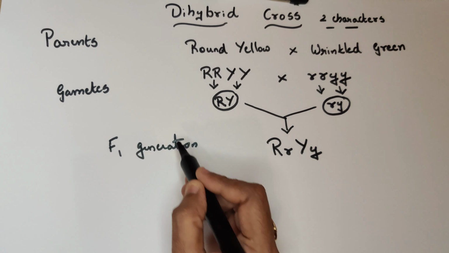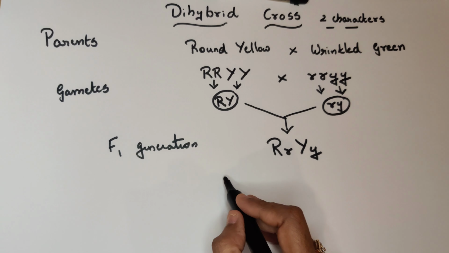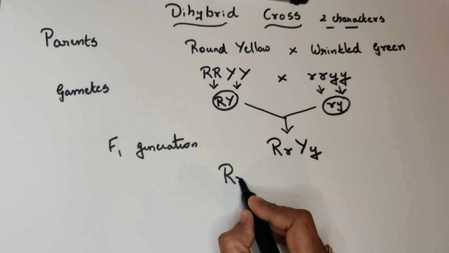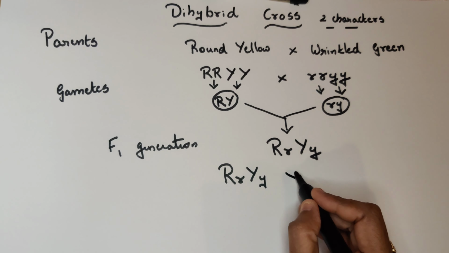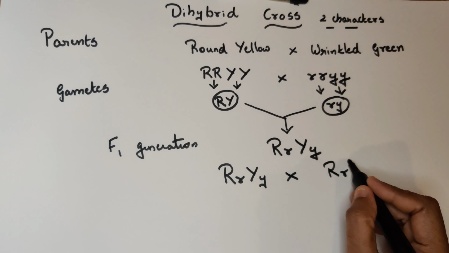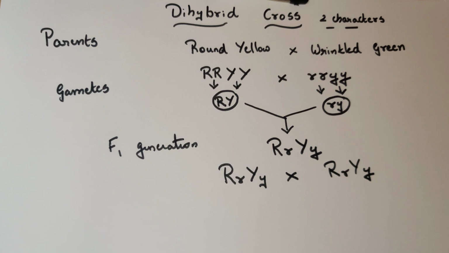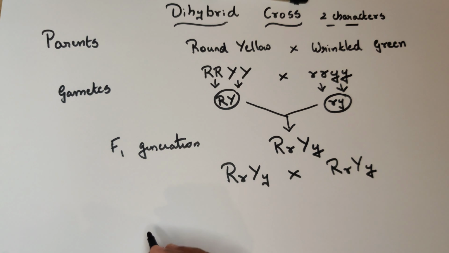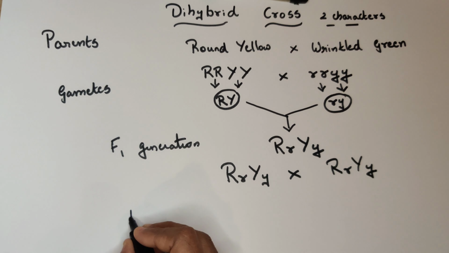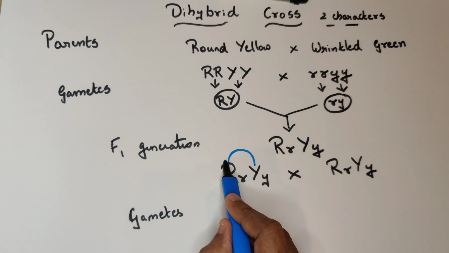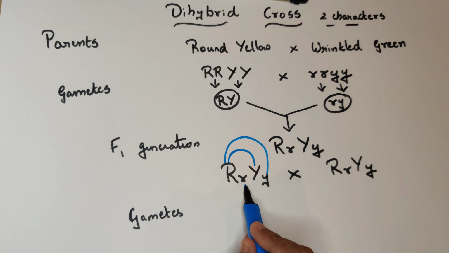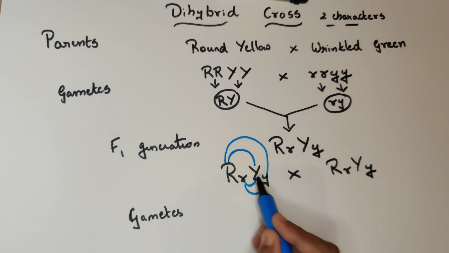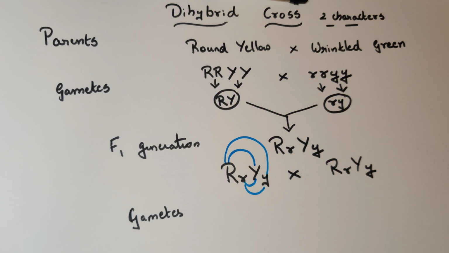Now what you are going to do is you are going to cross two of your F1 generation, two plants of your F1 generation to work out the F2 generation. So what will be the next step, students? You have to work out the gametes. So the gametes for these will be, please listen all of you carefully. You have to take these two first, and then this, and this, and this. So these are the possible gametes.